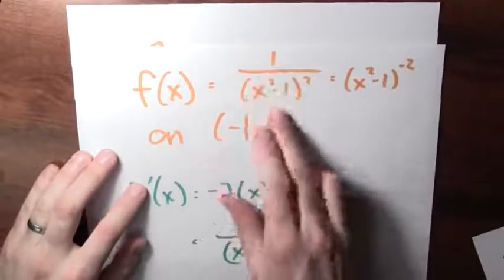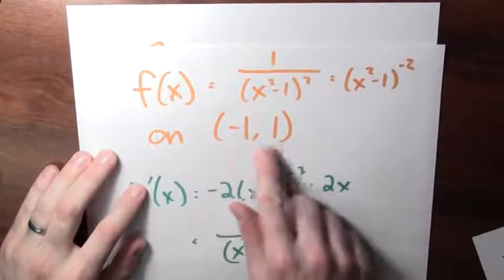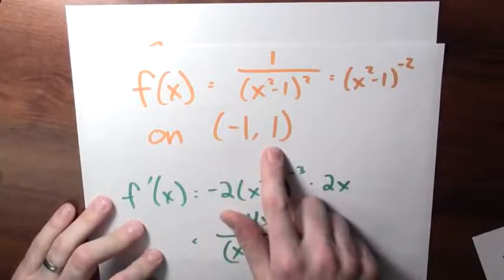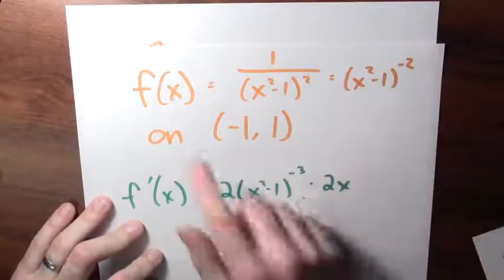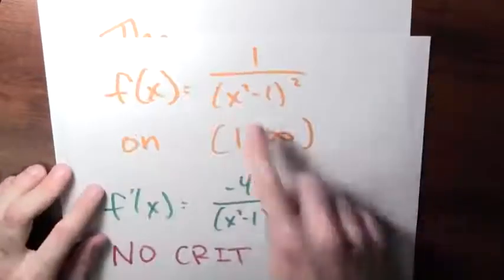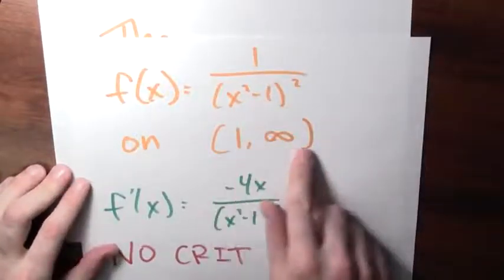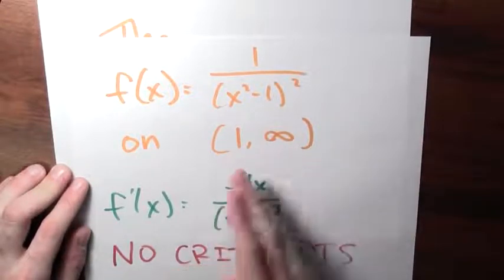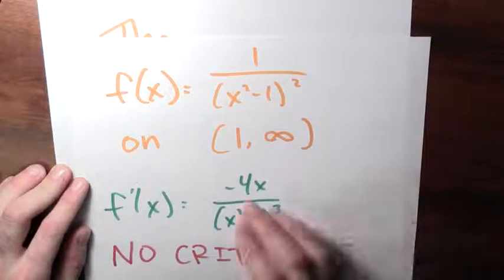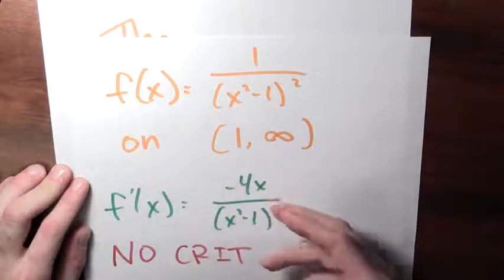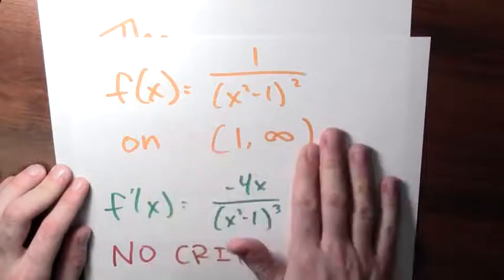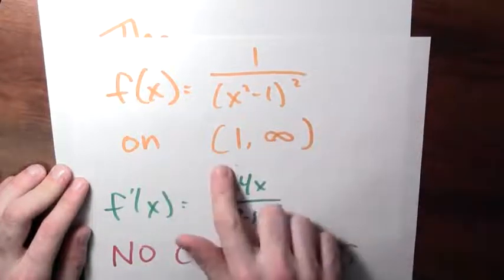If I'm considering the function on this domain from -1 to 1, it does have a smallest output value. It achieves its local minimum value when x is equal to 0. But if I consider the same function on a different domain, there's no critical point on this domain. And I studied the limiting behavior as x approached 1 and as x approached infinity, and I found that I could make the output of this function as large as I'd like and as close to 0 as I'd like. So this function doesn't achieve a maximum or minimum value on this interval.